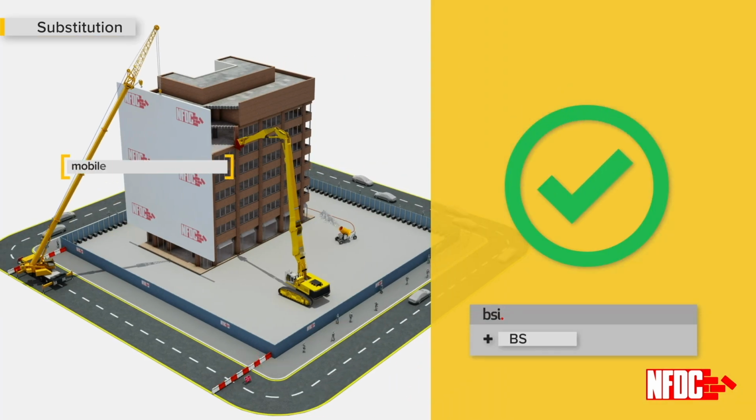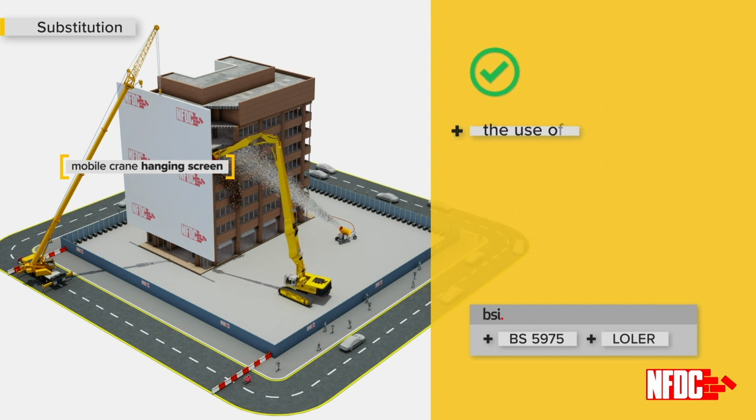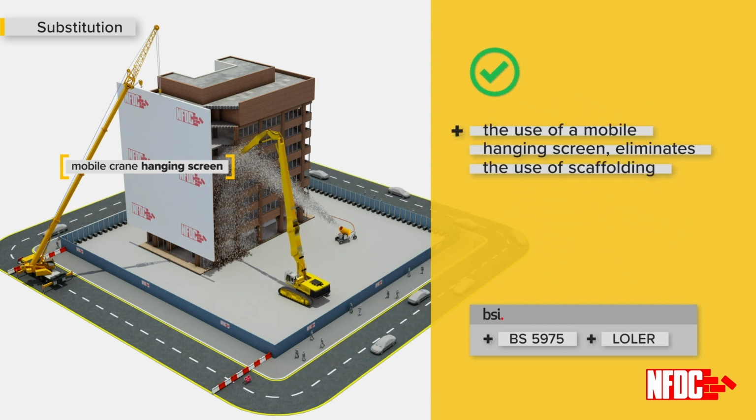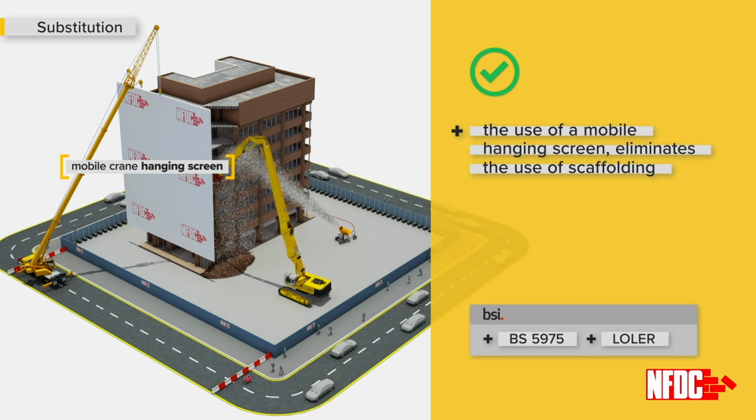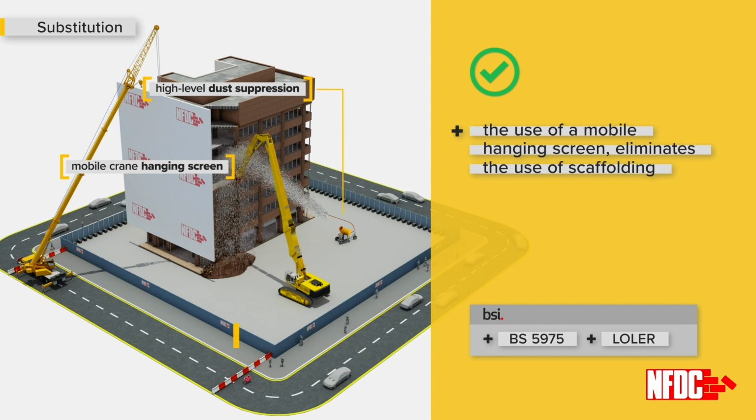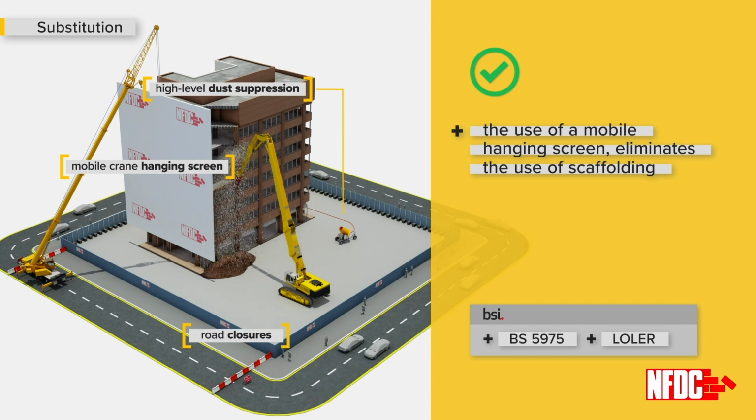Substituting the use of a mobile crane hanging screen eliminates the use of scaffolding. This provides physical protection from dust and debris. Further control measures may be introduced, such as dust suppression and temporary road closures. The crane and screen loadings must be considered under British standards.